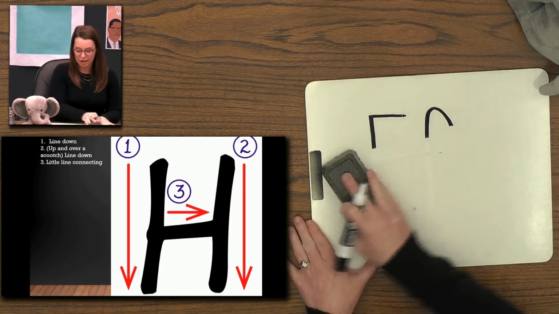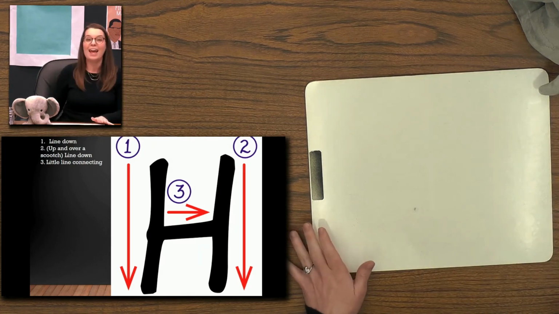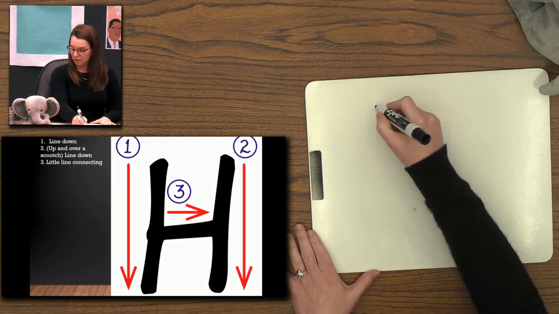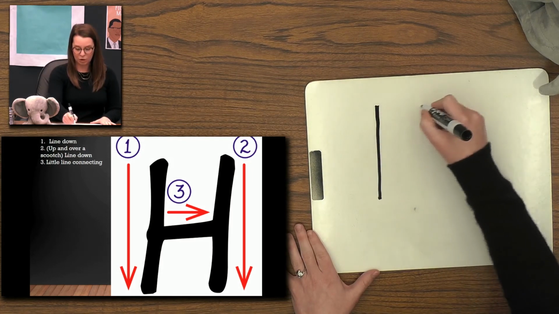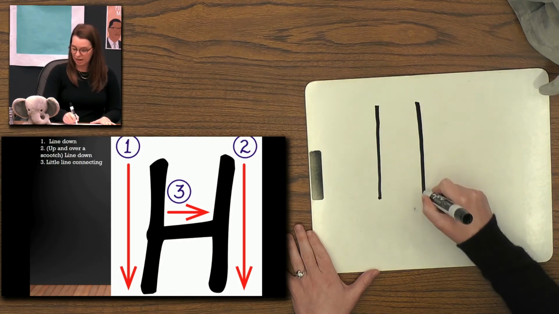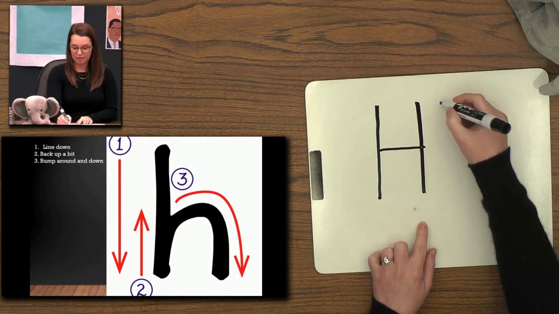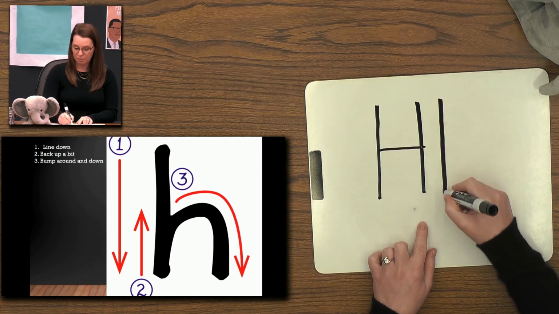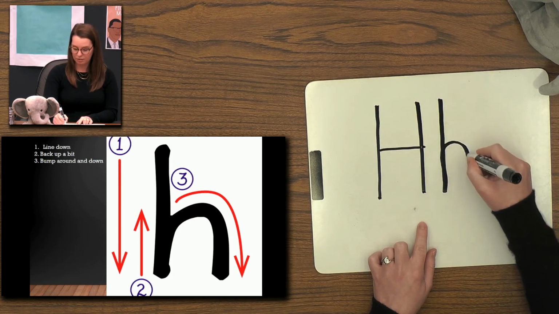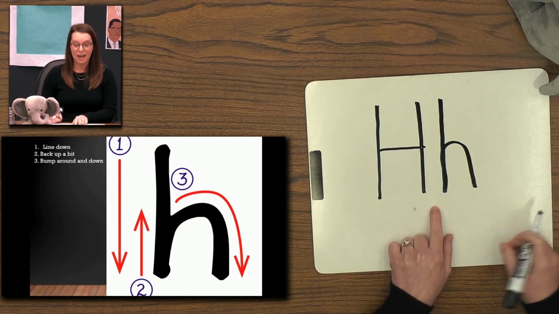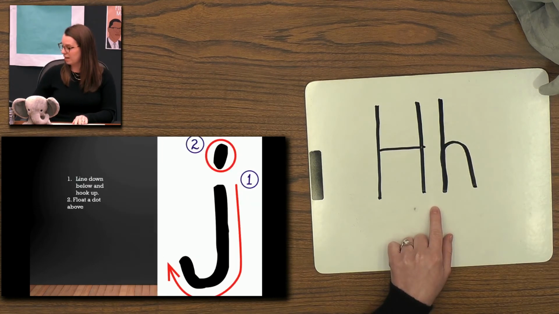Ooh, H. H says, yeah, hat, H. Pens up, line down, up and over a scooch, line down, little line connecting. Lowercase h is pens up, line down, back up a bit, bump around and down. Hat, H. I'm gonna skip ahead here.